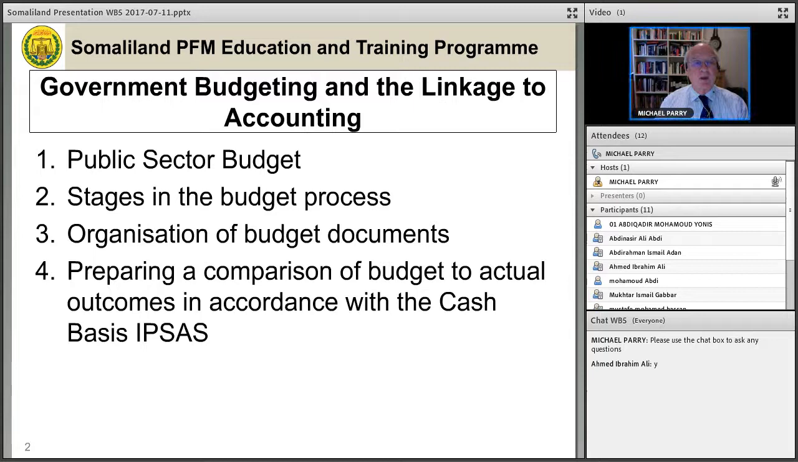So we'll look at the public sector budget, we'll look at the budget process, we'll look at the budget documents, and we will look at the requirement under the cash basis IPSAS to prepare a comparison between the budget and the actual outcome, the accounts after the year is finished. That's a requirement in the cash basis IPSAS and in the accrual IPSAS, but at the moment we're just looking at the cash basis IPSAS.